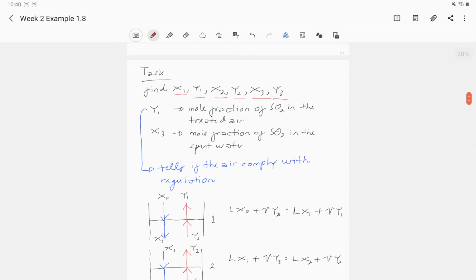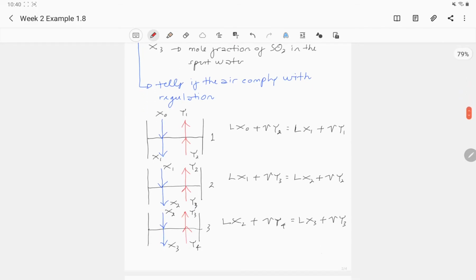What we have essentially is the 6 unknowns, 1, 2, 3, 4, 5, 6. And then we have a mass balance for each of the trays, 1, 2, and 3. The numbering is done from the top to the bottom, or what we can say is on the top is like 0 and then on the bottom is 4.